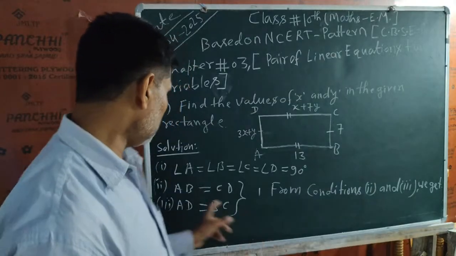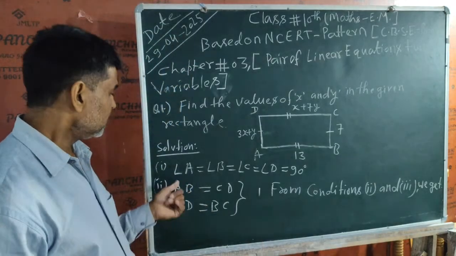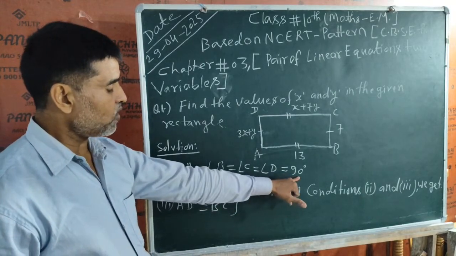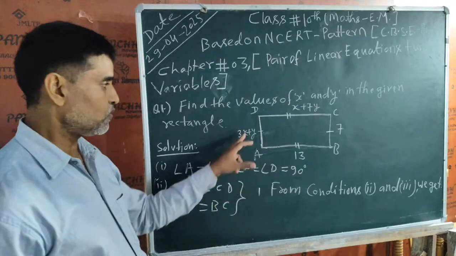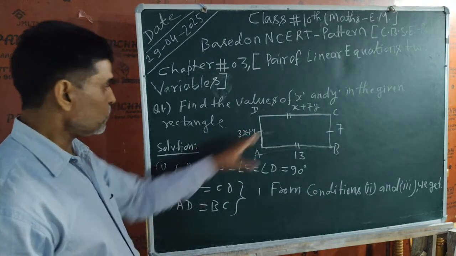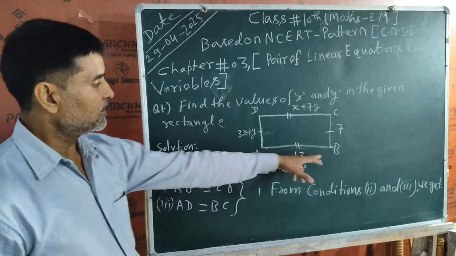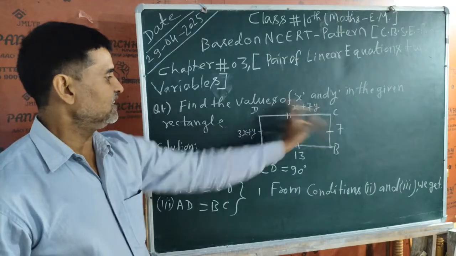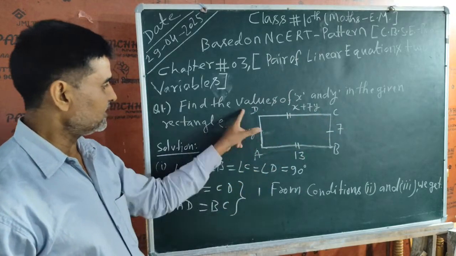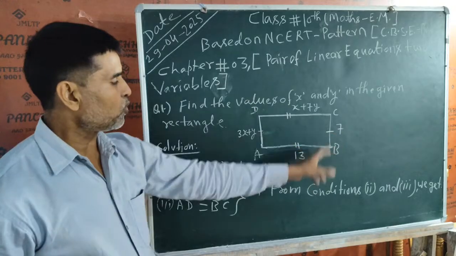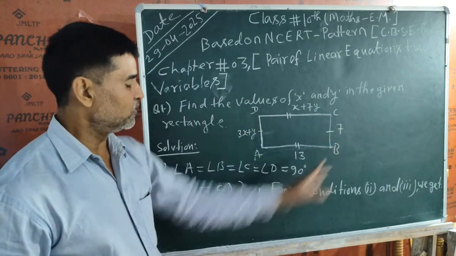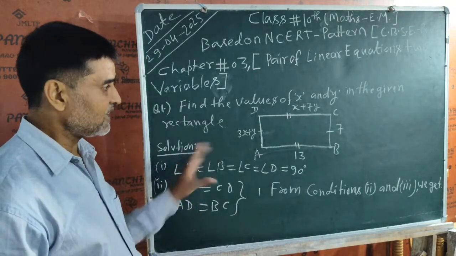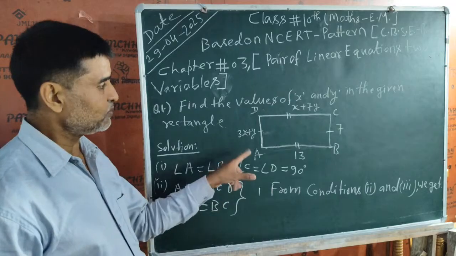Okay, student. So this is the condition for a rectangle. If all angles are equal and each angle is 90 degrees, this is one condition of a rectangle, and here opposite sides are equal, meaning AB has opposite side CD or DC, and AD has opposite side BC or CB. If these conditions are satisfied in a shape, I will say that shape is a rectangle.